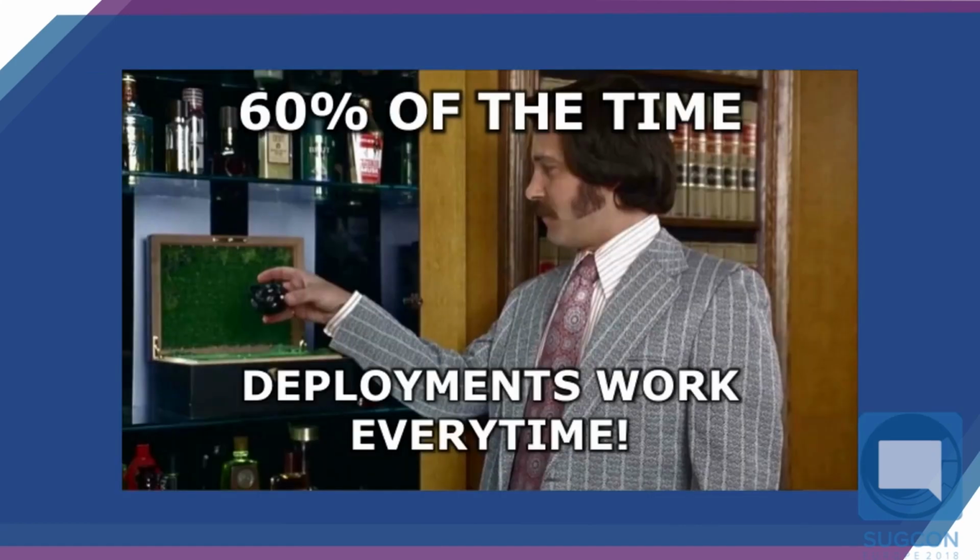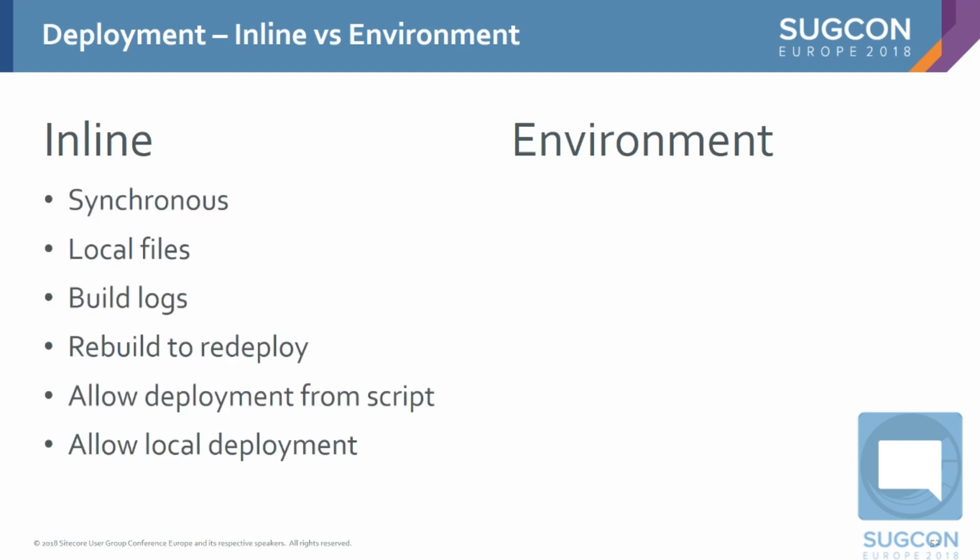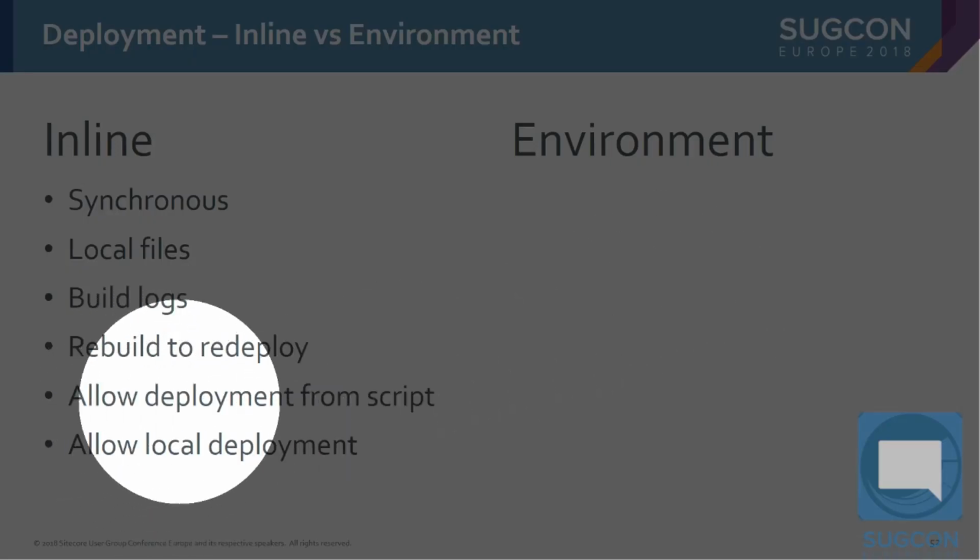So deployments work with either inline or environments. Inline, it's the build machine that will do the deployment for you. So it's synchronous. After the build, it starts deploying directly. It doesn't have to use the artifacts. It can use the local build DLLs and files if you'd like. But it allows two types of deployments, from script and the local deployments as well.